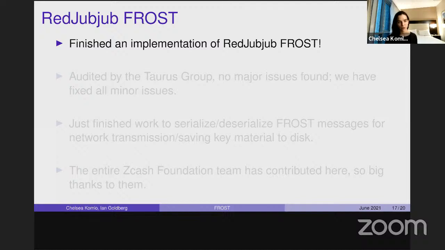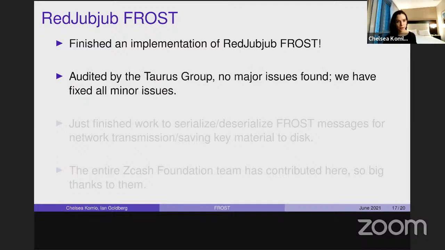So now I'll talk a little bit about some of the progress that's been made in the Zcash ecosystem. We did finish an implementation of RedJubjub FROST that's been done for quite a while now. And we had it audited by the Taurus group. And one thing we're excited to say is that there were no major issues found. And for all the minor issues, we've already fixed those up. So we do have an audited implementation, and we feel confident in its security.